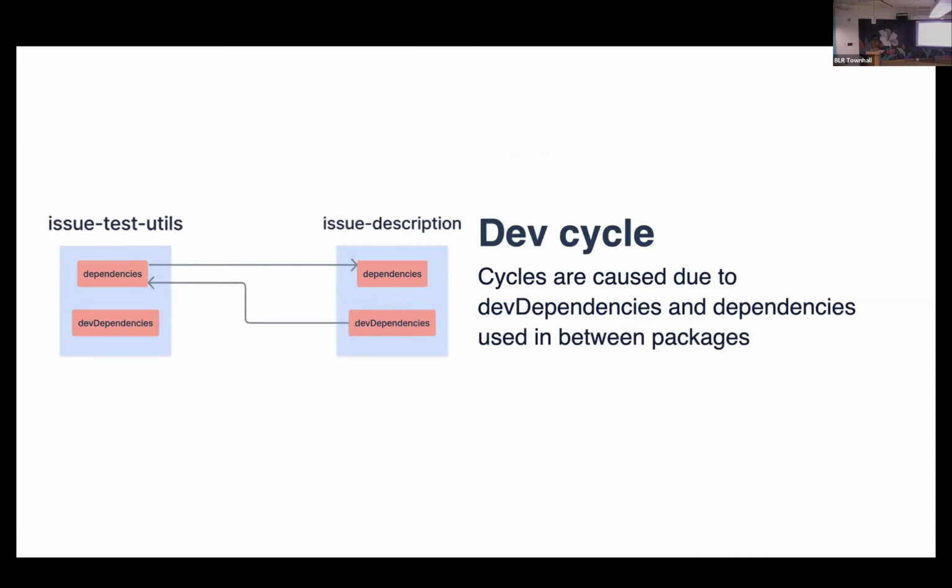A dev cycle, on the other hand, is something like this, where issue test utils requires issue description as a direct dependency, but then issue description requires issue test utils as its dev dependency. Because it's not a pure dependency cycle, we call this a dev dependency cycle.